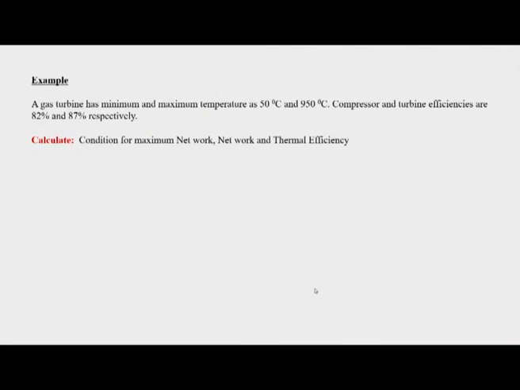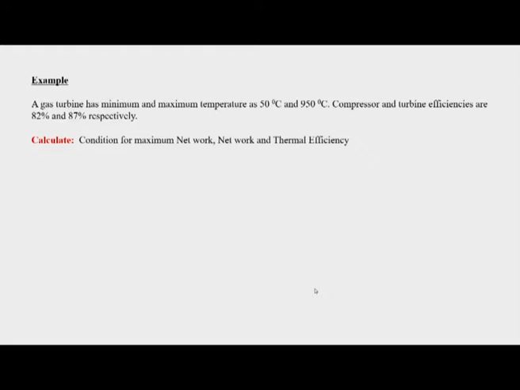In the first example, it is said that there is a gas turbine which has minimum and maximum temperatures of 50 degrees Celsius and 950 degrees Celsius. Compressor and turbine efficiencies are 82% and 87% respectively, and we are supposed to find the maximum net work condition, then the net work and thermal efficiency.